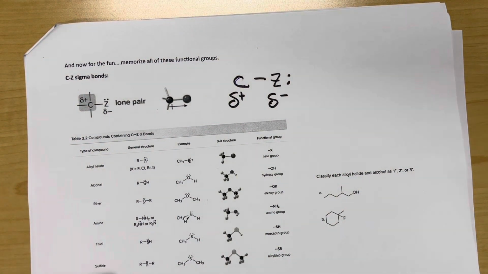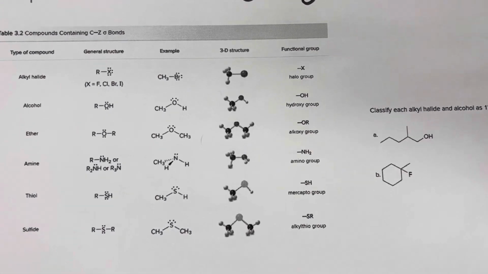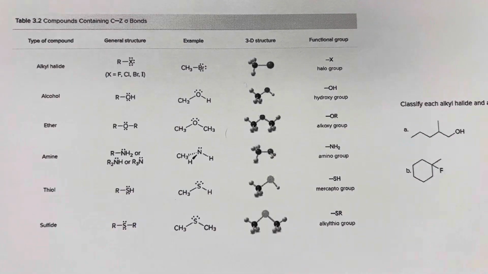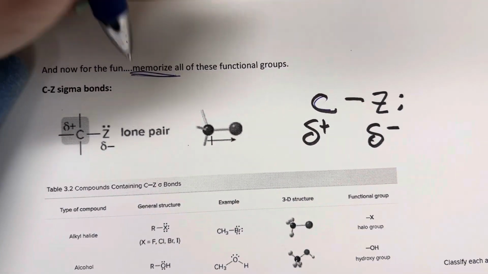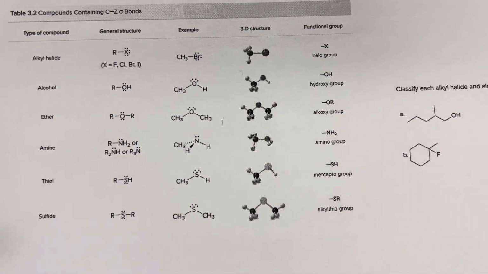So let's talk about each of these examples. And by each of them, I mean we're actually not going to go through them very much at all, because you're just going to have to memorize them. By the way, it says right here, memorize. Cool. So you got to memorize them by name. So if I say alkyl halide, you know what it is.